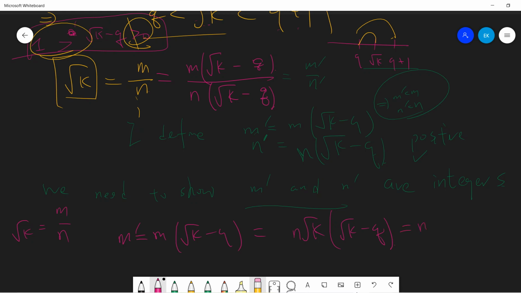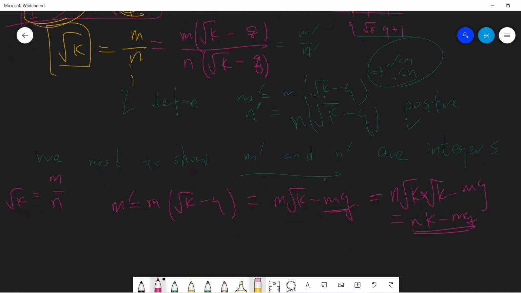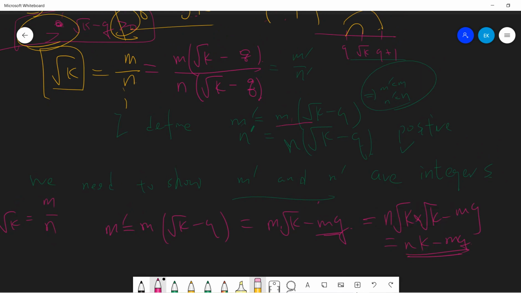Okay, so maybe I write it. So I just write it as m square root of k minus mq, right? So mq is already an integer, right? Because m is an integer and q is an integer, and m times the square root of k can be written as n times square root of k. So it's n times the square root of k minus mq, which is nk minus mq, which is obviously an integer, right? Positive integer. Why positive, right? Because these are positive, these are positive. So I already know m prime is positive.